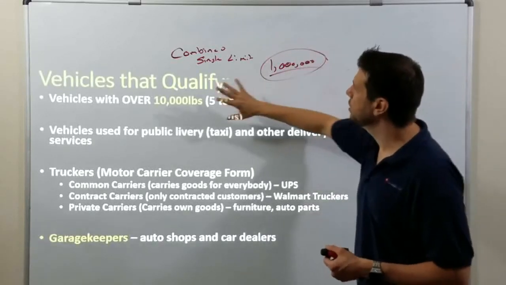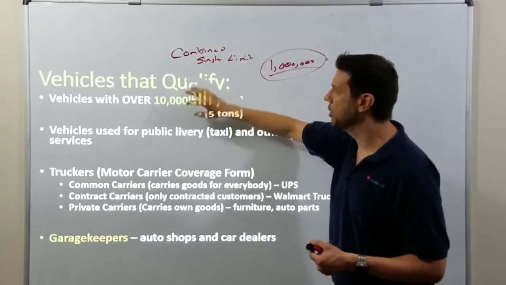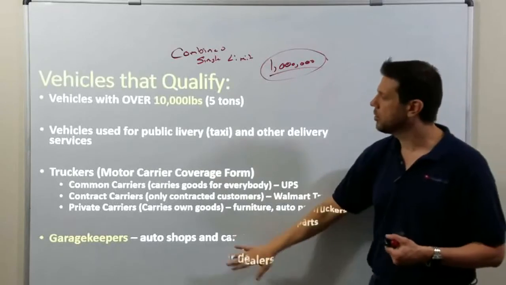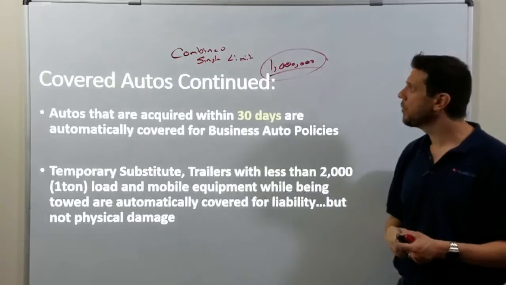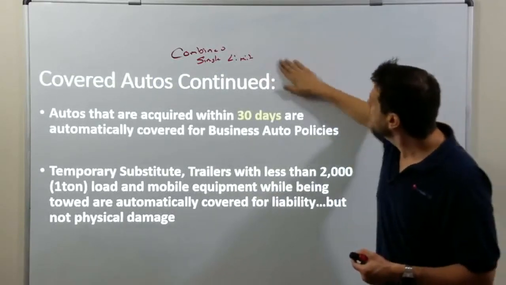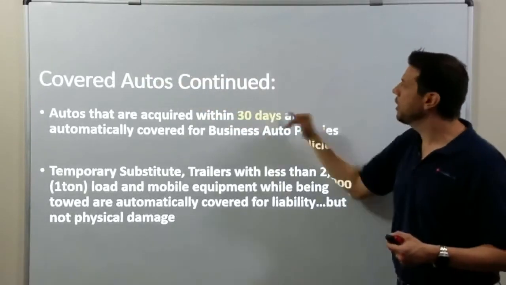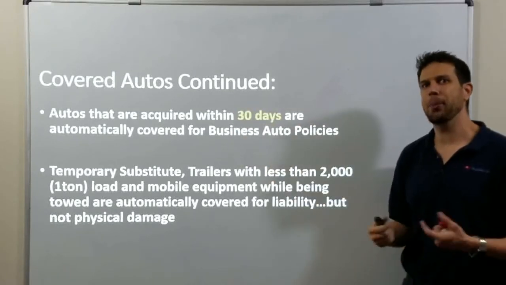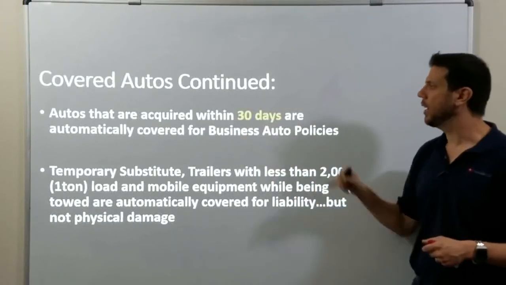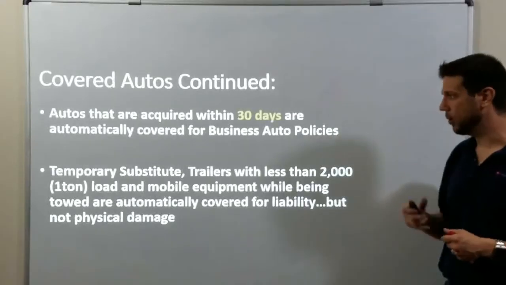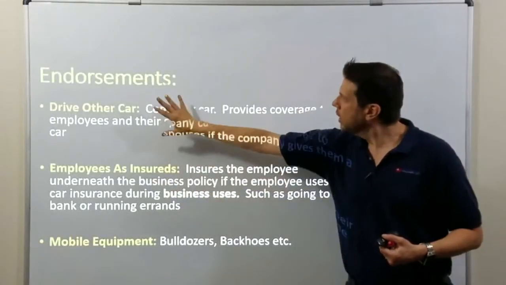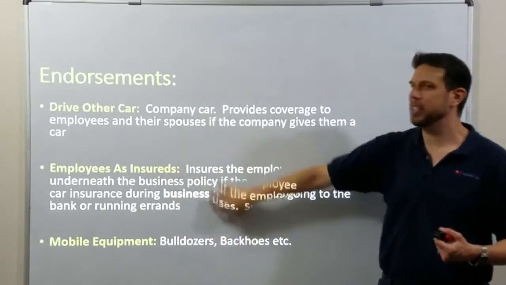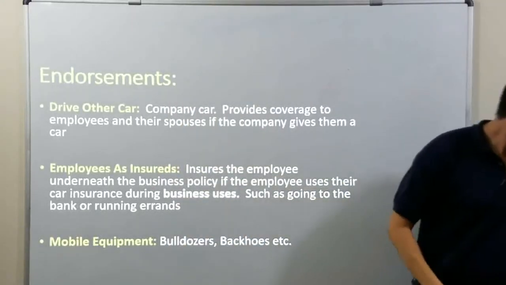So business auto is for bigger vehicles. It can be smaller, but anything over this has to end up business auto. It also covers truckers. It also covers garage keepers. Just like auto insurance, if you get a new vehicle for business or personal auto, you automatically get coverage for 30 days. We like it when people buy new vehicles. They have 30 days to call up their insurance company and add it on there. This is probably the only real important thing from this chapter that's on your test.